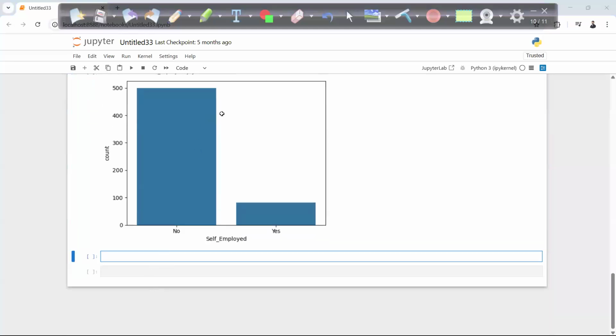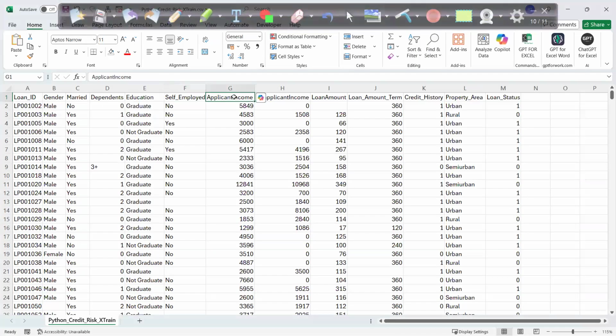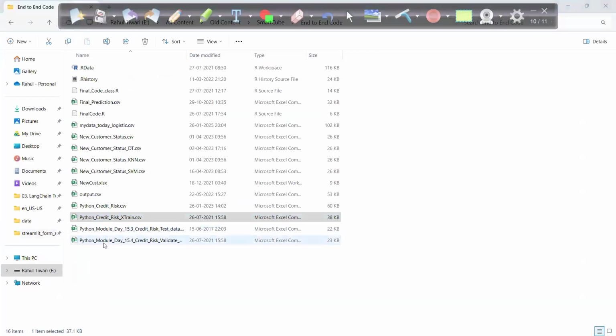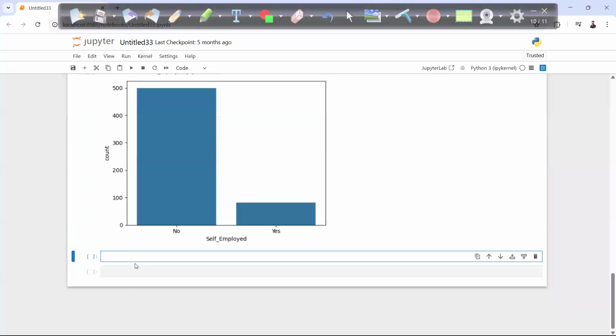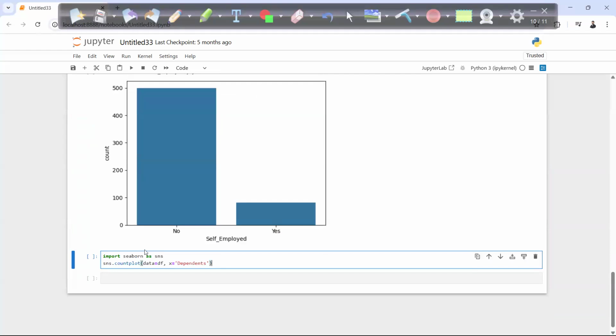Now let's get into the next one. Income and all these are numerical columns. I'll take them in some time. Let's go to credit history, right? Credit history is like 0 and 1. So I'm considering it as categorical data. And property area. Let's take these 2 columns, then we'll get into these few columns. So again, paste the code.